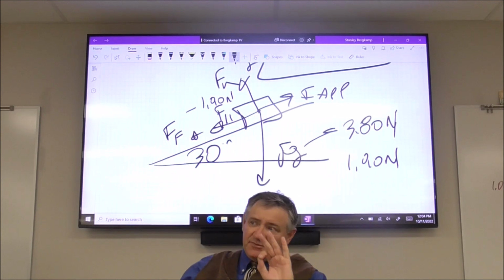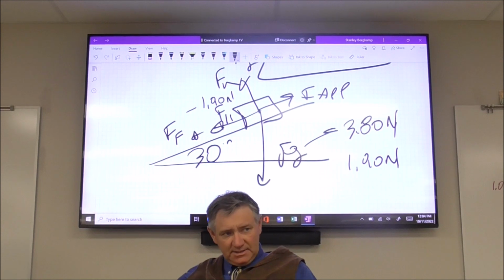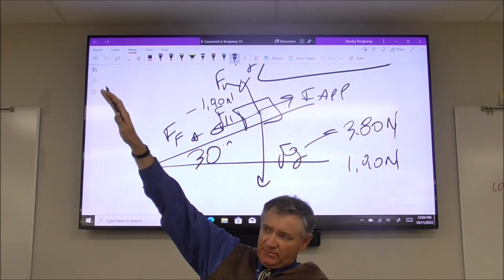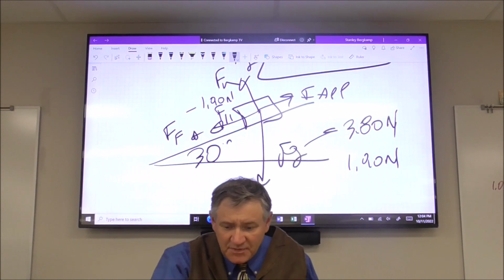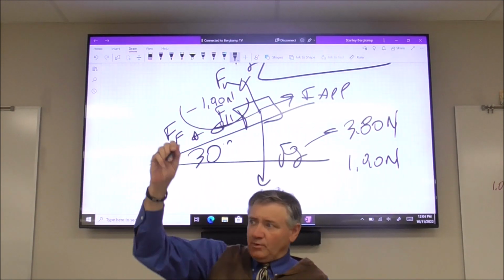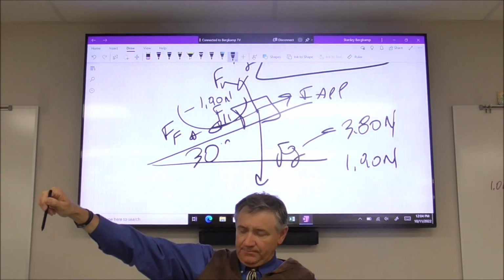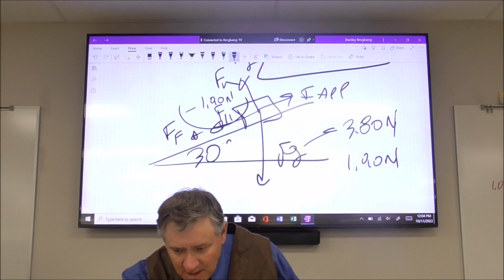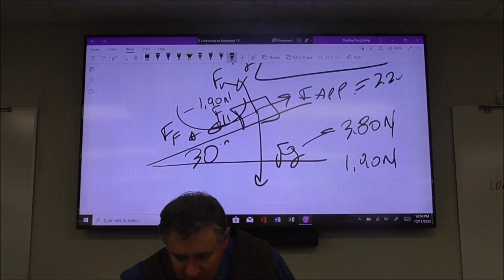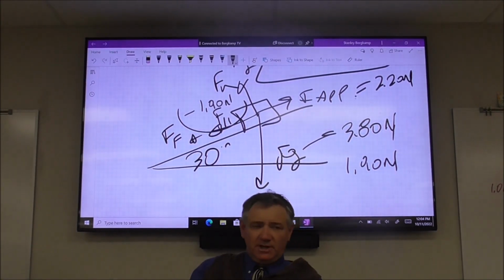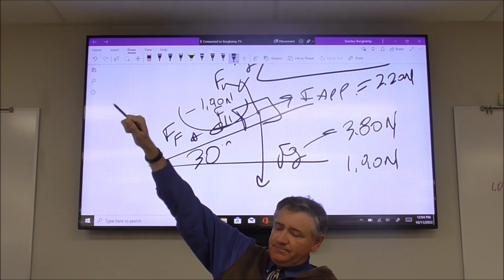So if this is a perfectly frictionless surface, your force parallel acting down would equal your applied force going up, if it was a perfectly frictionless surface. So anything above and beyond 1.90 newtons is used to overcome friction, okay? So let's say that your applied force was, let's say 2.20 newtons, just to make up a number. Okay, so let's say that's your applied force. You measured it, that's how much force it took to pull it up.